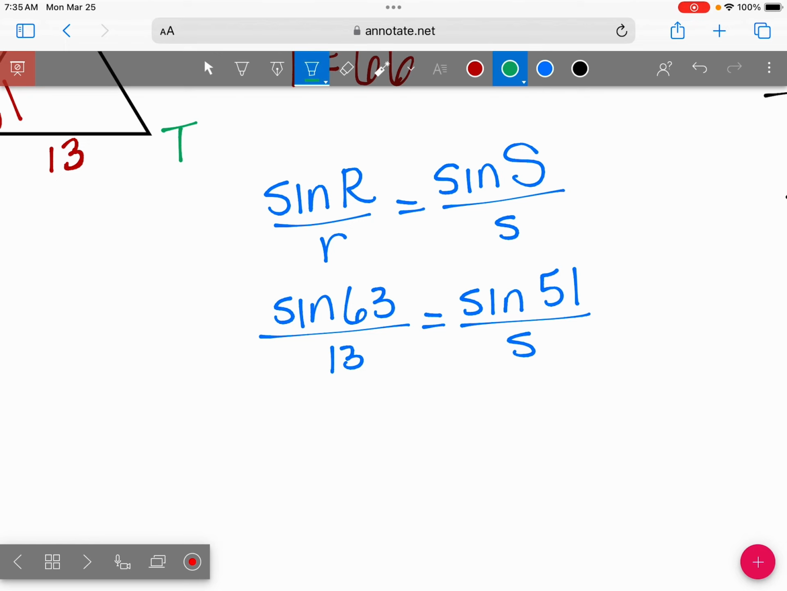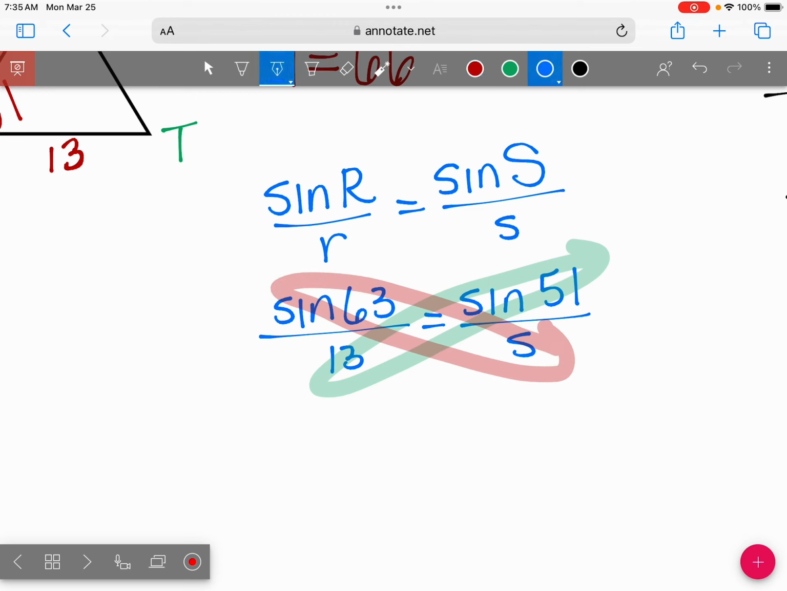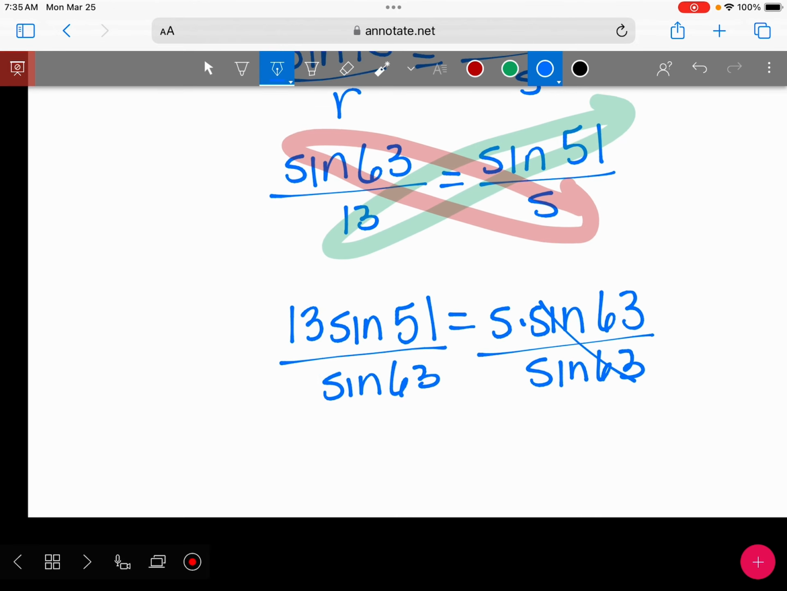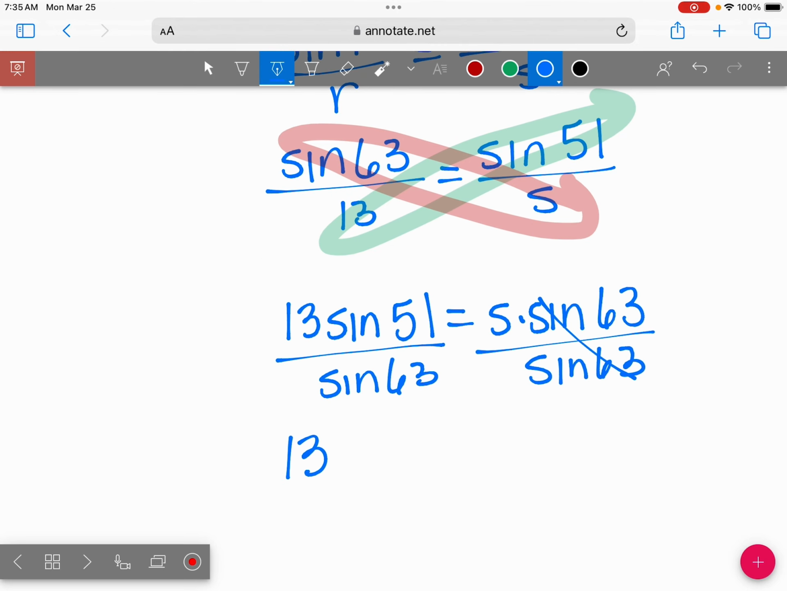So we're just going to cross multiply like this. So that gives me 13 sine 51 equals little s times the sine of 63. Divide both sides by the sine of 63. So in your calculator, you're going to type in 13 sine 51 divided by sine of 63. And we'll go out to the thousands place.